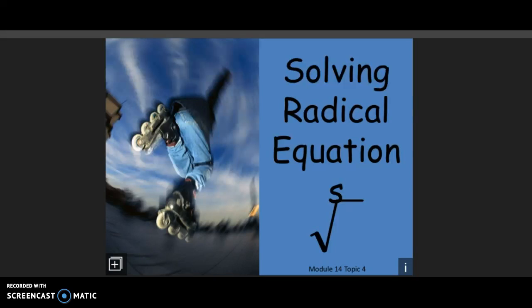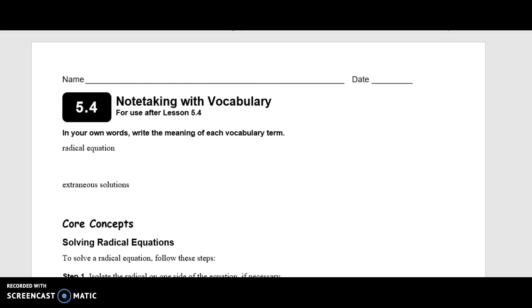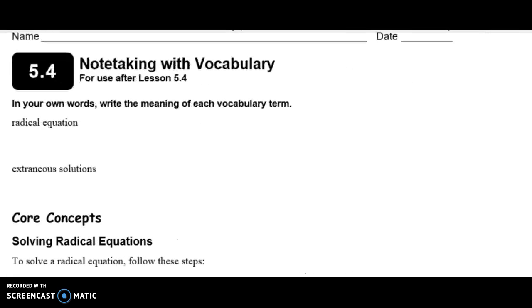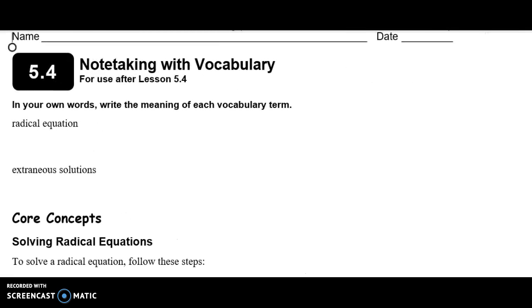Today we will begin notes on section 5.4, solving radical equations. First thing I'd like you to do is open up your journal to page 140. Here I'd like you to copy down the definitions of a radical equation and extraneous solutions.